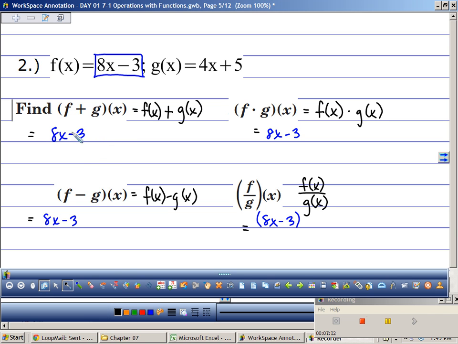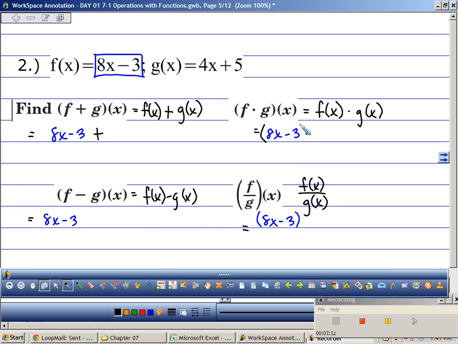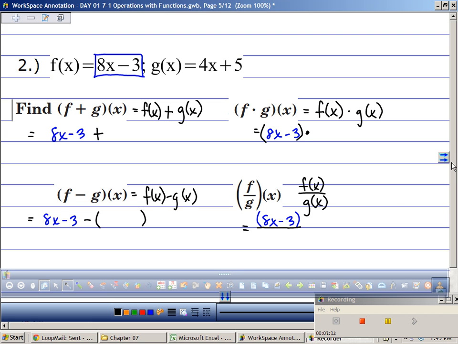The first one, what am I supposed to do with this function? Add. The second one, multiply. The third one, subtract. I better make it a quantity so I don't lose that subtraction sign, right? And the last one, I'm dividing.